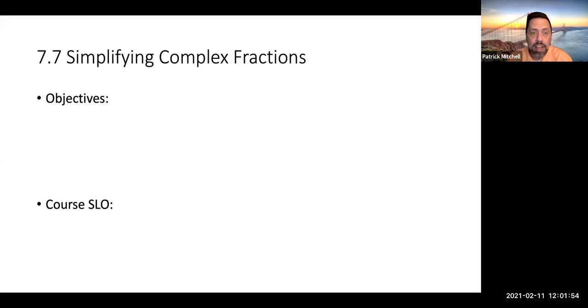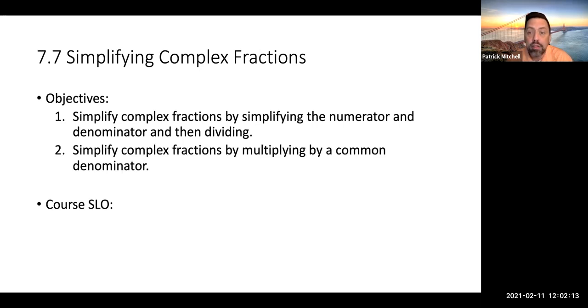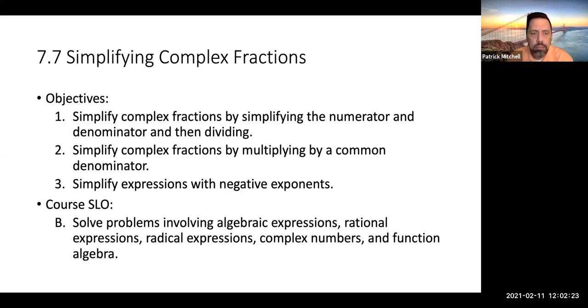We've reached the last section of Chapter 7, which is Section 7.7 on simplifying complex fractions. In this section, we're going to simplify complex fractions by simplifying the numerator and denominator and then dividing, which we will call Method 1. Then we'll simplify complex fractions by multiplying by a common denominator. We'll call that Method 2. And then we'll end by looking at simplifying expressions with negative exponents.